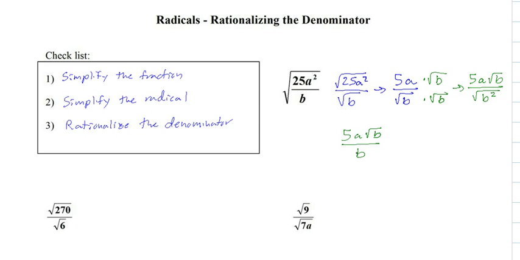And you go back through the checklist, simplify the fraction, done. Radical, done. There's no pairs. Rationalize the denominator. It is a rational, non-radical. And that's it. Let's try another.